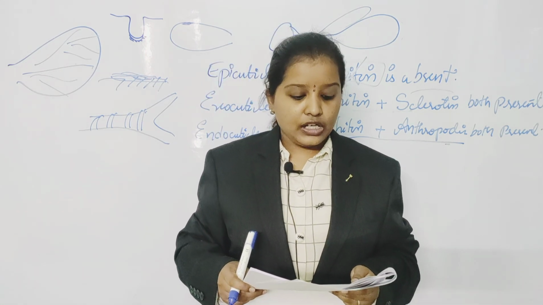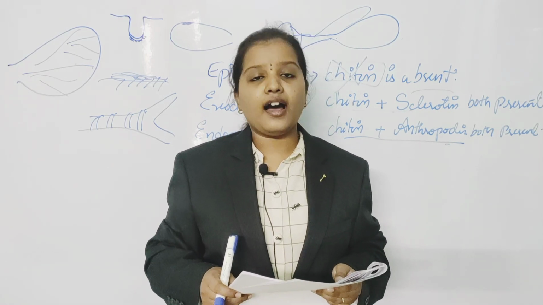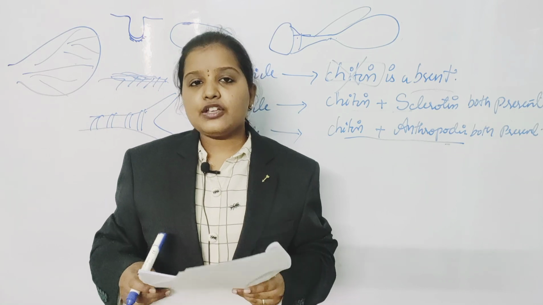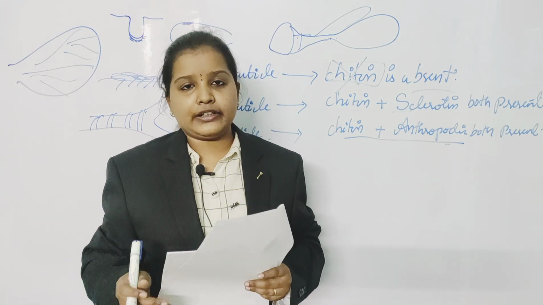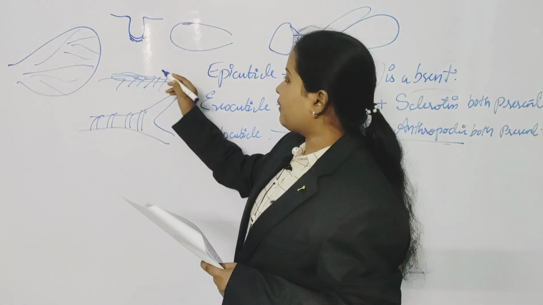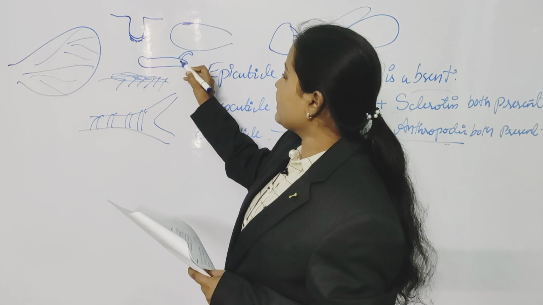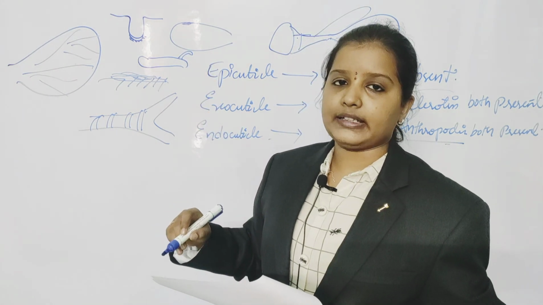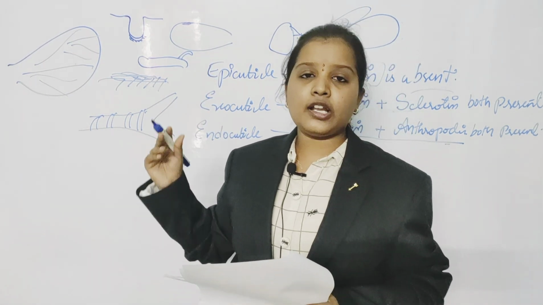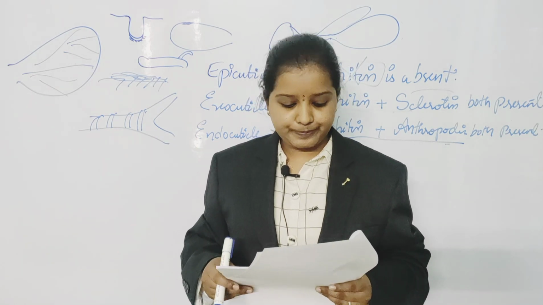And next question. The dorsal horn on the 8th abdominal segment of the larva is seen in which family? In the family Sphingidae, which includes hawk moths, the larva or caterpillar contains a horn on its 8th abdominal segment. So this dorsal horn on the 8th abdominal segment belongs to the family Sphingidae.